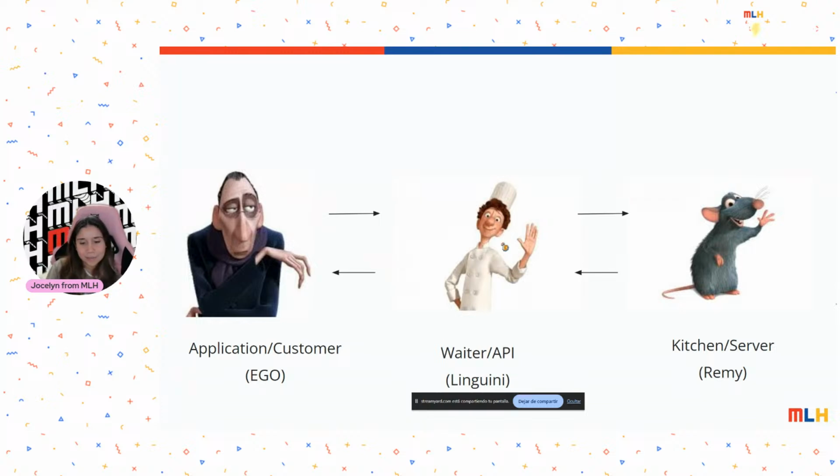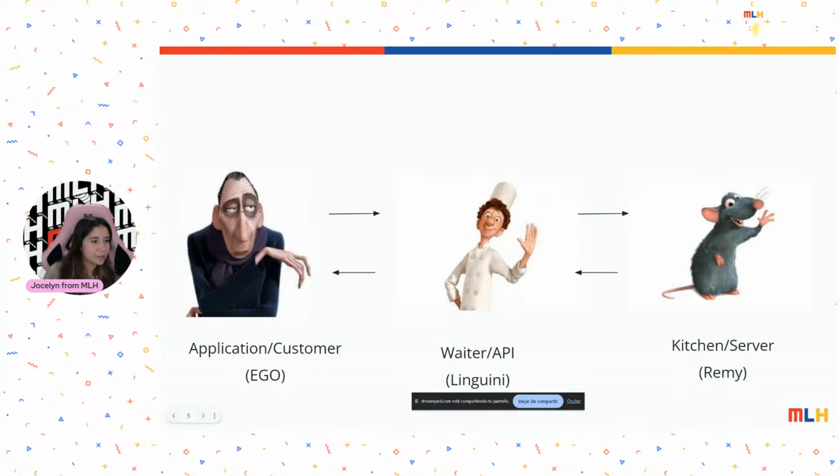Okay, so let's imagine that Ego arrives at a restaurant and says, I want to order some pizza and some spaghetti. So he raises his hand and talks to the waiter and says, Linguini, I want spaghetti and I want some pizza. The waiter takes down the order from Ego and sends it back to the kitchen, and Remy starts preparing the food. Once the kitchen is ready, it says, okay, Linguini, the food is ready, so go ahead and give it back to our customer. So Linguini will go with Remy and then Linguini will go with Ego.